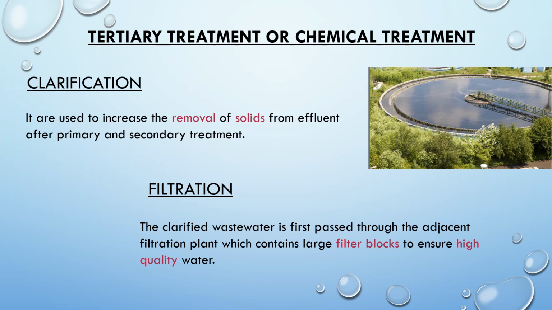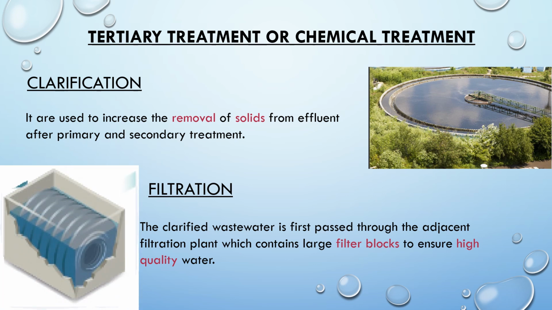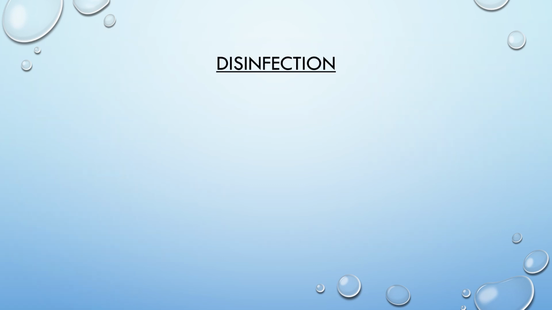The clarified water is first passed through the adjacent filtration plant, which contains large filter blocks to ensure high quality water. This is the picture of filters which is used in this process.